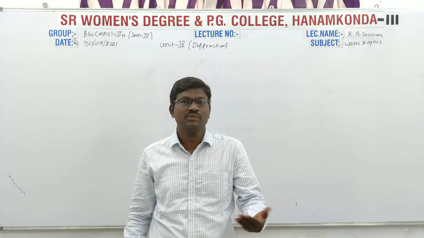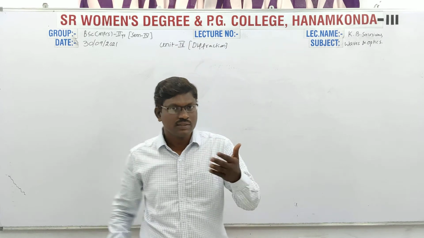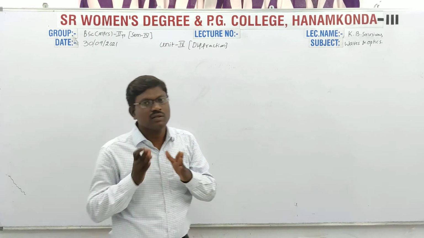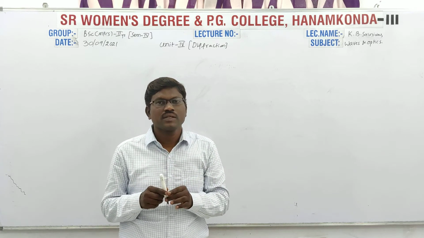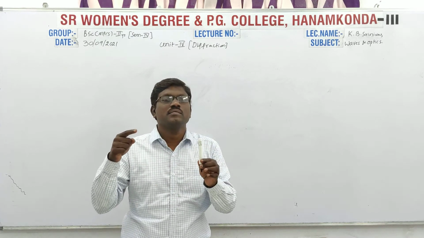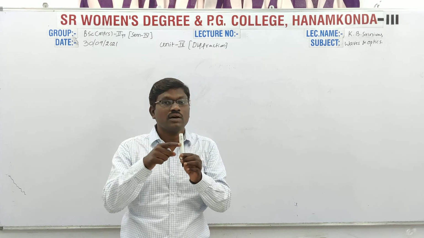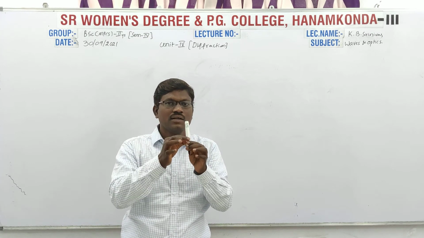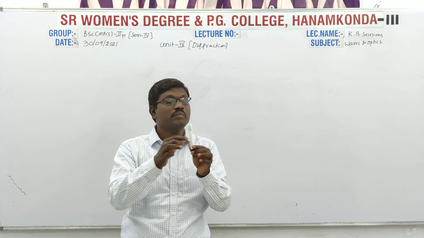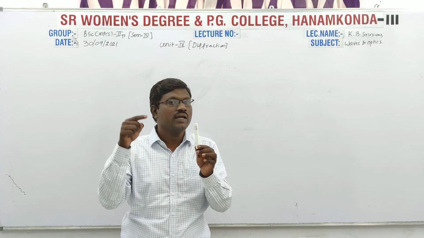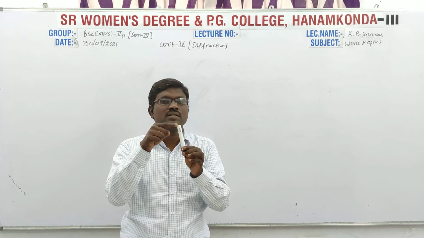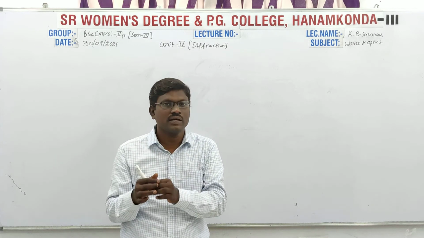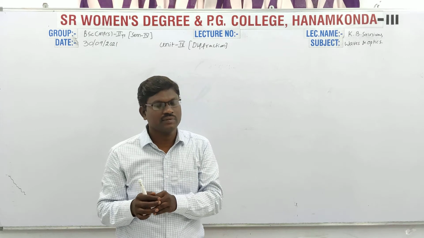Before that, what is diffraction? It is a phenomenon of light. How do we define diffraction? When light is incident on an obstacle whose size is comparable with the wavelength of light, then the light bends at the obstacle. This phenomenon is known as diffraction.